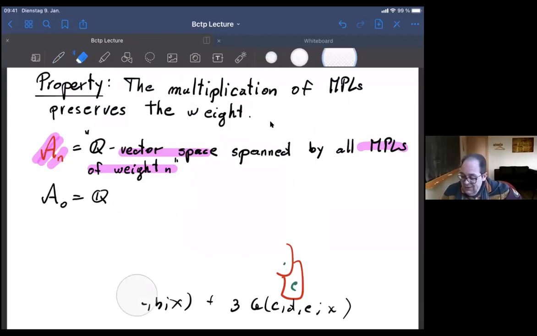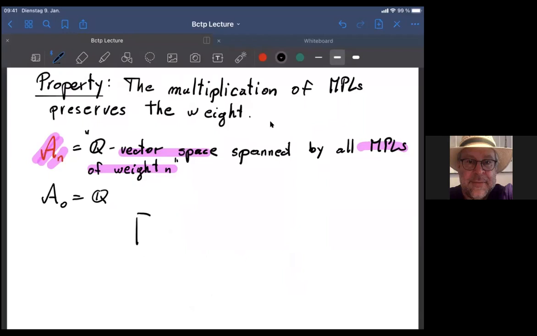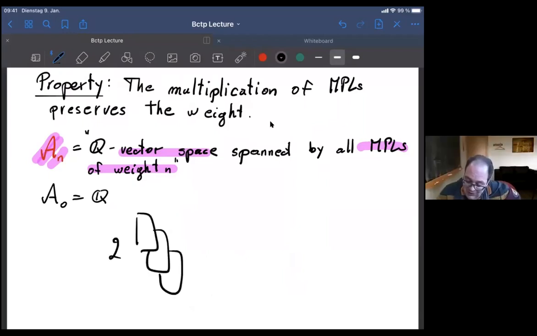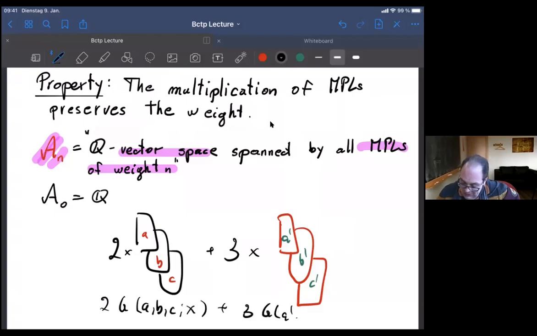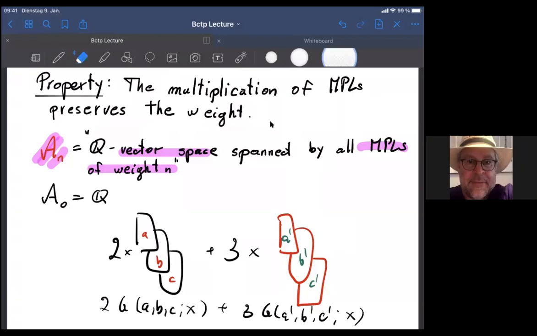Forget about it. This would be more like, I allow linear combinations of things that have the same number of cards, that have the same weight. So it would be more like this. This would be things like A, B, C, A prime, B prime, C prime. So this would be an object of the type 2 times G, A, B, C, X, plus 3 times G, A prime, B prime, C prime, X. Different decks, but in each deck, in the linear combination, there's the same number of cards.